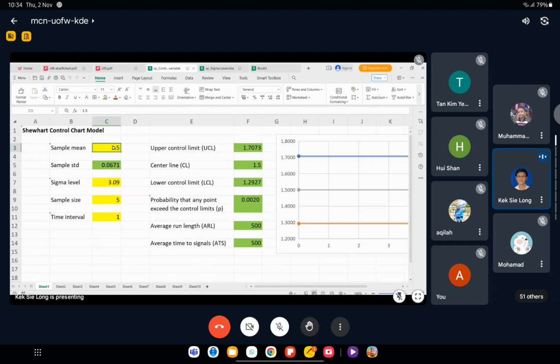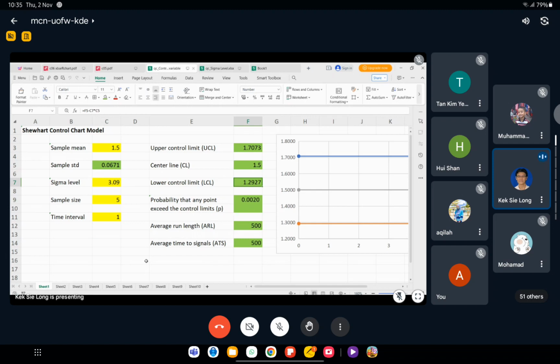So now we know how to calculate the sample mean. We know how to calculate the sample standard deviation. Refer to alpha's value, we can calculate the sigma level. And from the sample we collected, we know the sample size. The time interval refers to the period we do the sampling, as we discussed yesterday. Then we can calculate the upper control limit, center line, and lower control limit.